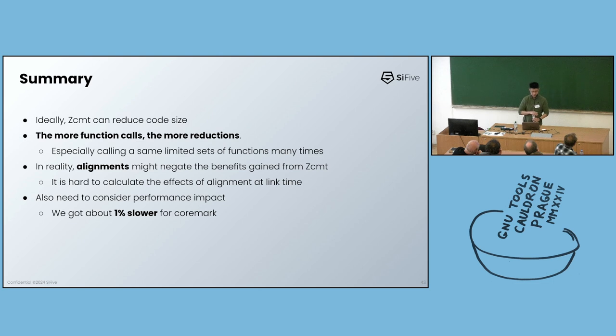So the summary is that ideally, Zcmt can reduce code size, and the more function calls, the more reductions, especially if we are calling a small limited set of functions many times. But in reality, the alignments and other factors might negate the benefit we gain from Zcmt. It is hard to calculate the effect of alignment at link time because you don't know the alignment all around. And also, the performance impact needs to be considered. We have seen about 1% slower for call mark in our simulation.